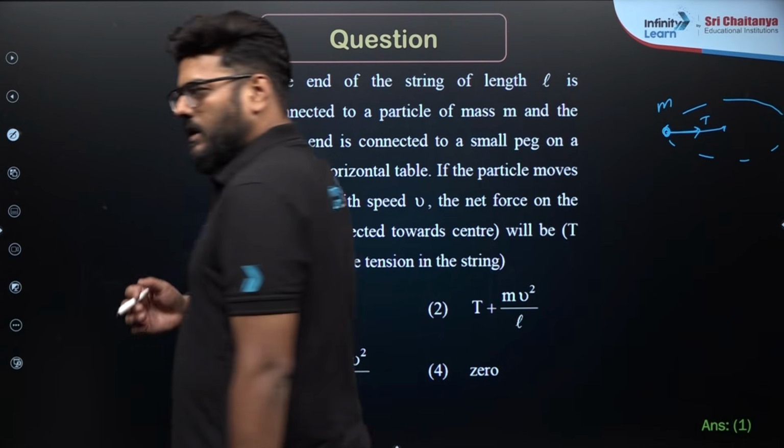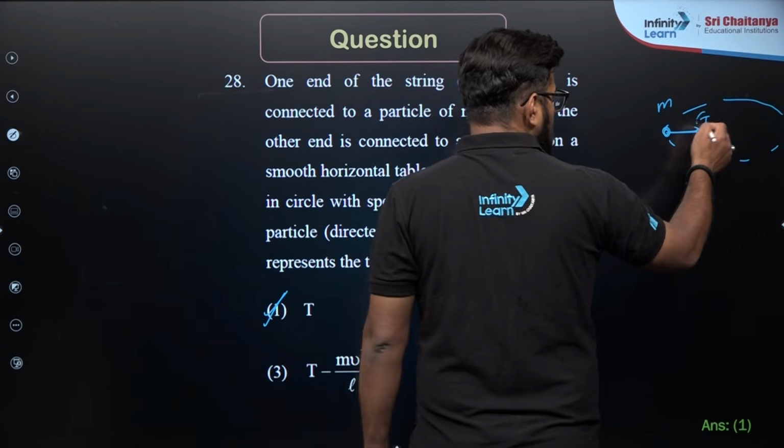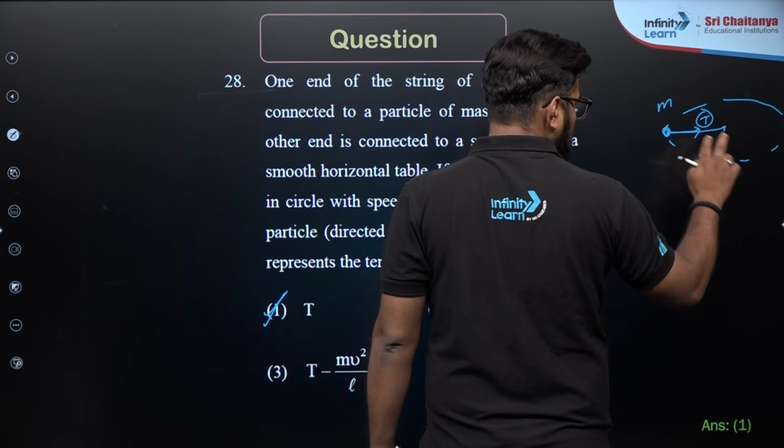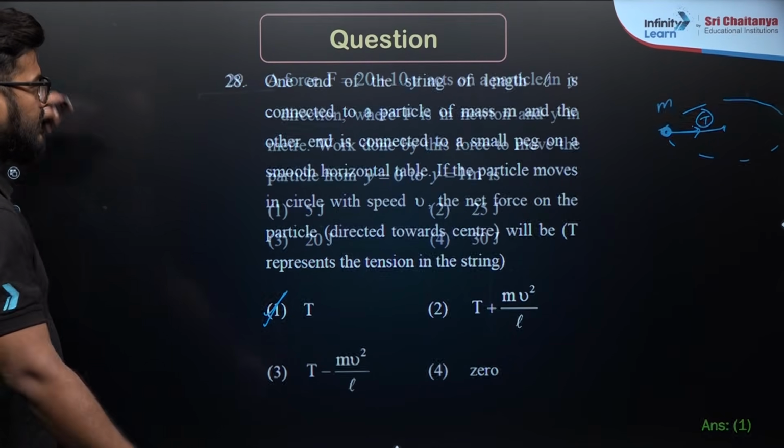That's it. If you are considering that mv square by r is also a force, no. This acts like centripetal force. The net force on it is T only. Okay? So T is the right answer.